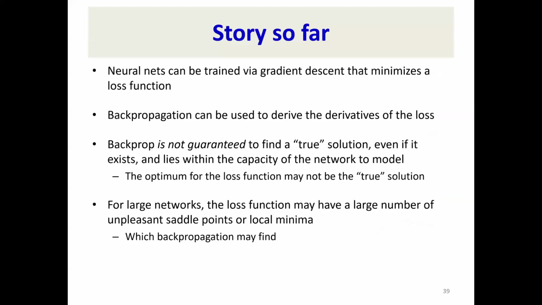So what we've seen so far is that neural nets can be trained via gradient descent, where backprop is used to derive the derivatives. Backprop is not guaranteed to find a true solution, even if it exists and lies within the capacity of the network to model, because the optimum for the loss function may not be at the true solution. The true solution being the ideal classifier, right? And for large networks, the loss function may have a very large number of unpleasant saddle points or local minima, which backprop might just end up stuck in.